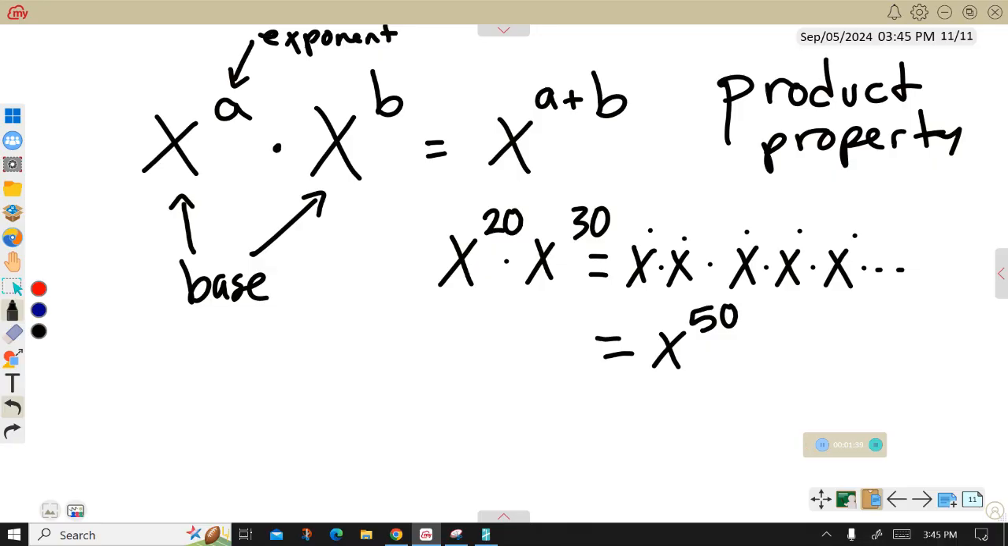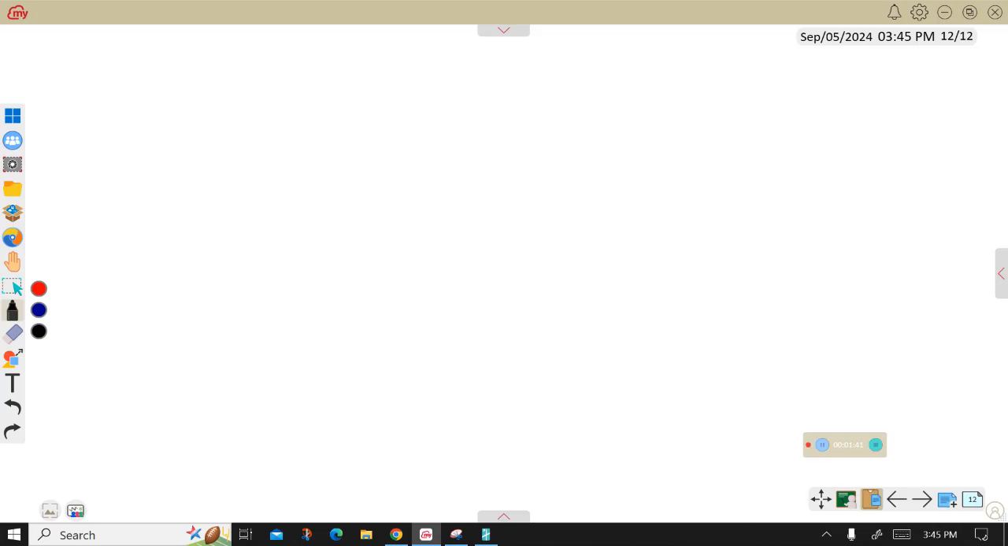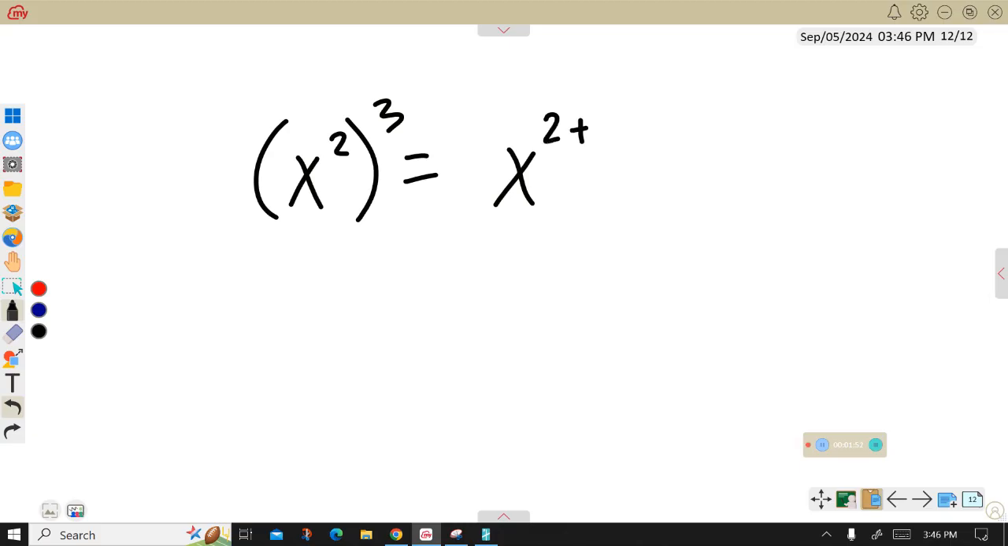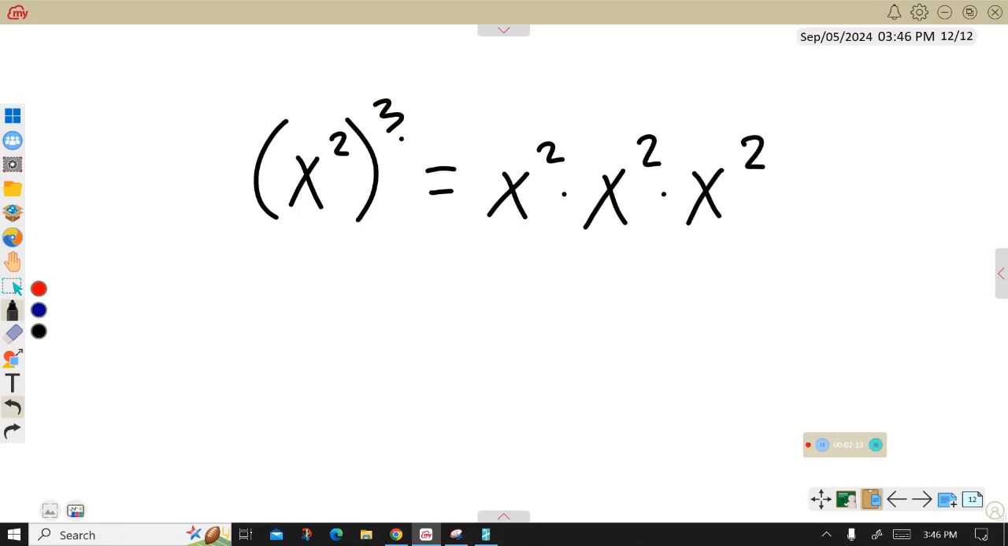Let's go talk about the power rule. The power rule looks kind of like this. If we had something like x squared to the third, we want to figure out what this means. If you did this the wrong way, you might think that this is 2 plus 3. But that's not true. That's not the way this actually works. What does x squared cubed really mean? It means write what I have in the parentheses 3 times. So I'm not going to write x squared 1 time, but 3 times. We get x squared times x squared times x squared, and what this means again is x times x times x times x times x times x.